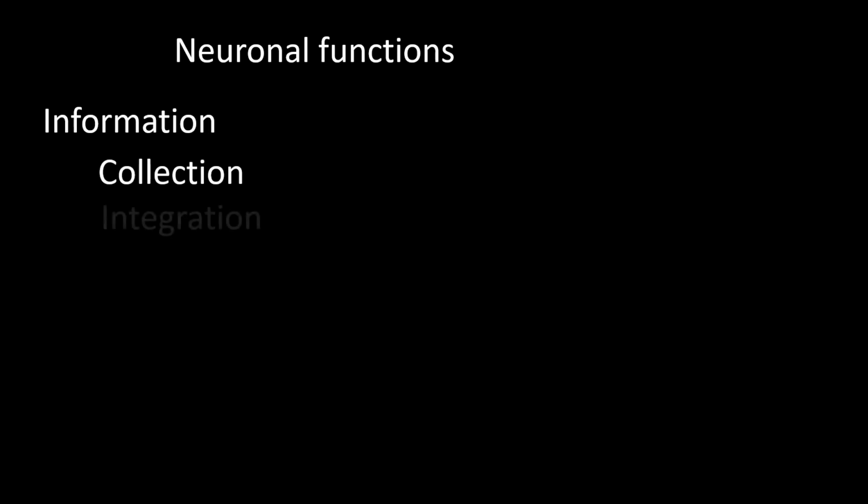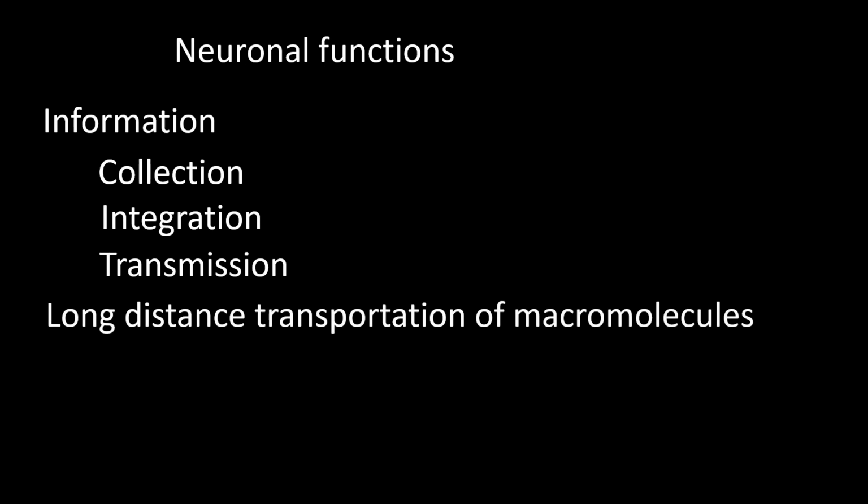Neurons have two functions that are not shared by other cells. One relates to information. In this domain, neurons are involved in collection, integration, and transmission of information. The second neuronal function not shared with other cells is the long-distance transportation of macromolecules.